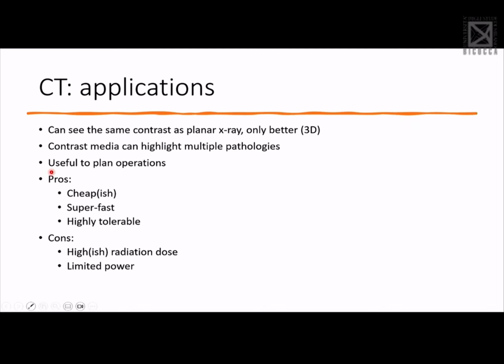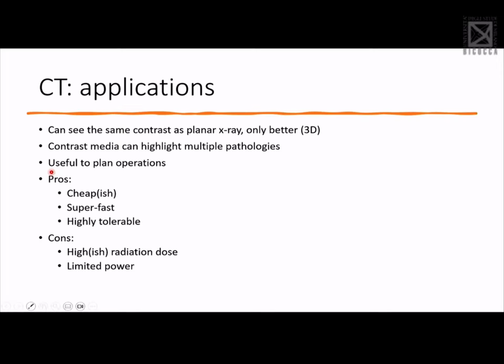So let's get a recap of the properties of this methodology. Like we did with X-rays, it can see the same kind of contrast as planar X-rays with lower resolution, because we are using a resolution of 1 millimeter and not 100 microns. But we see that in 3D, so we see structures much better because they don't have shadows in the front or in the back. With contrast media, we can highlight a really high number of pathologies.